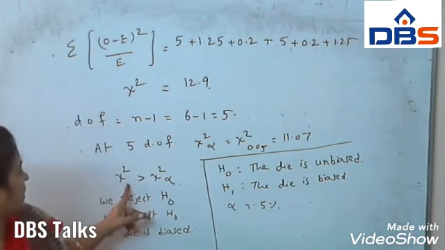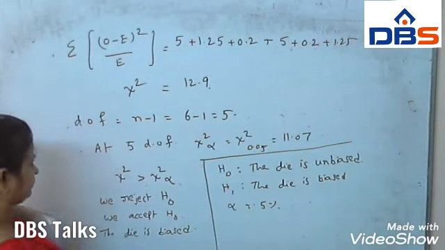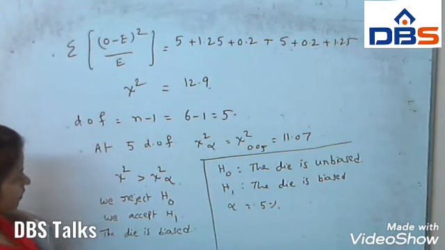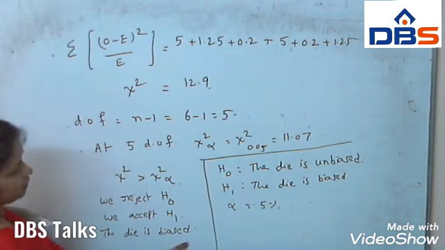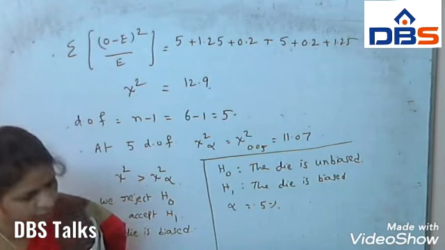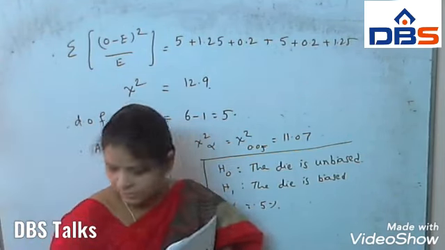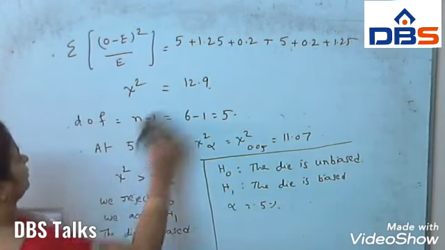So chi square is greater than chi square alpha. That means we reject H naught. We accept H1. That means we are accepting that the die is biased. That means we can say that the die is not fair using this information. So this is the method of chi square test. Again, we will go for another example.